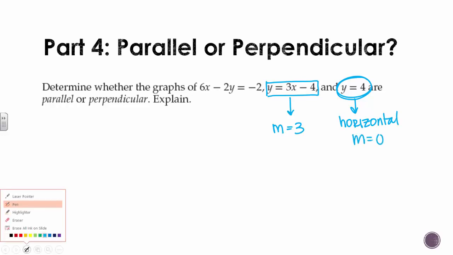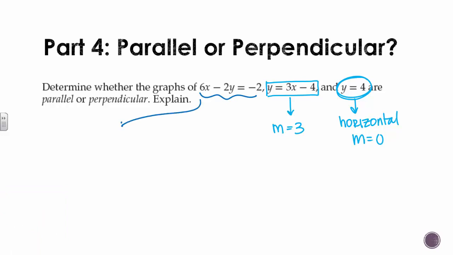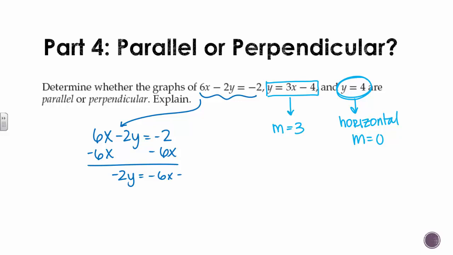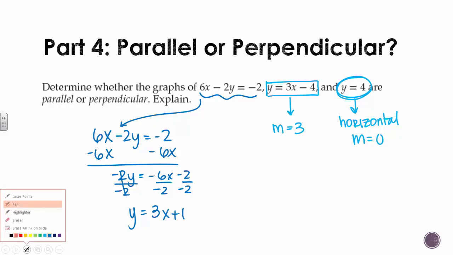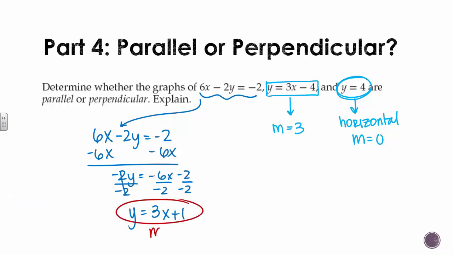This other one is in standard form. So before I can compare the slope, I have to get it in the other form. I am going to subtract 6x from both sides, and then divide everything by -2. So we get y = 3x + 1. So now that it's in this form, it is easy to find the slope is 3.